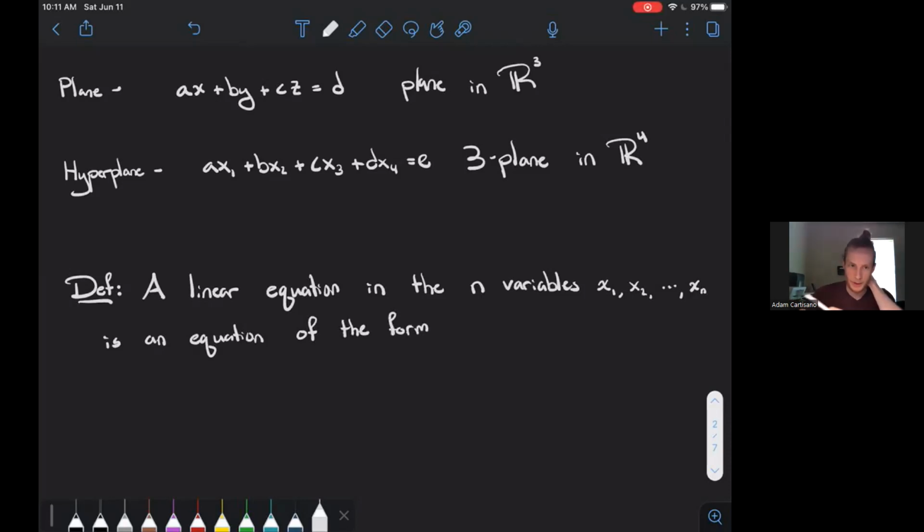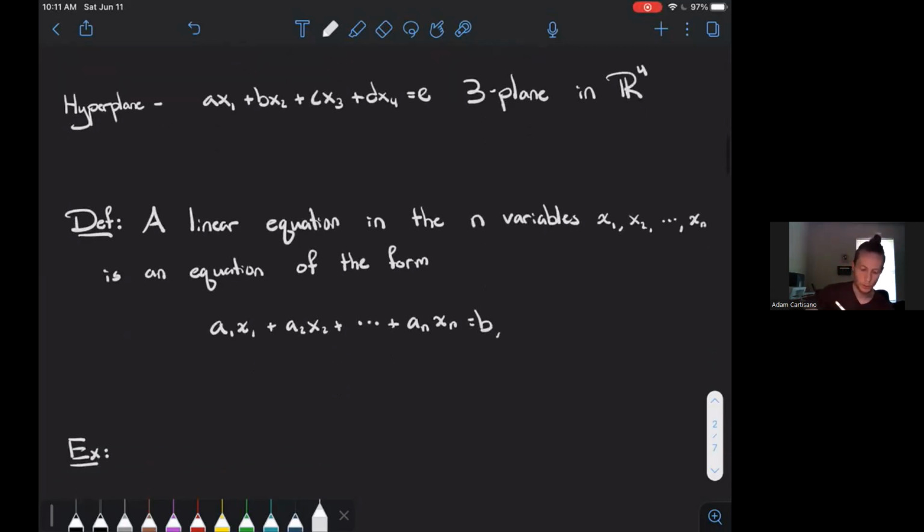and then we just do what we did before: a1 x1 plus a2 x2 all the way up to plus an xn equals b, where the ai's are called coefficients, and b is called the constant.